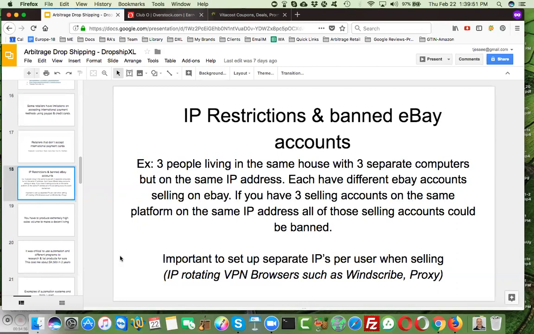Two of them are doing really, really good, and one of them has just made a big mess, and eBay restricted his account and closed it, and he's banned. Automatically, the other two will be banned as well, even though they are perfectly okay. Very frustrating. It's horrible.